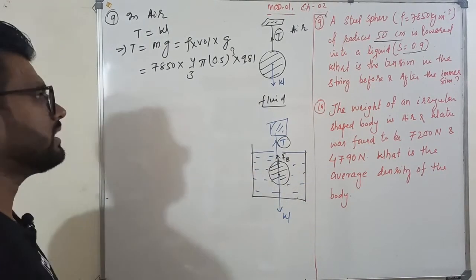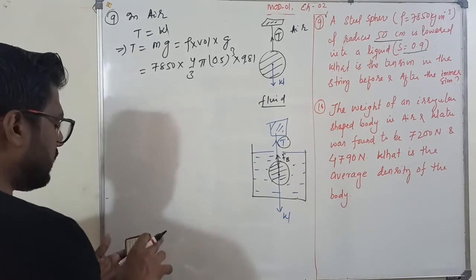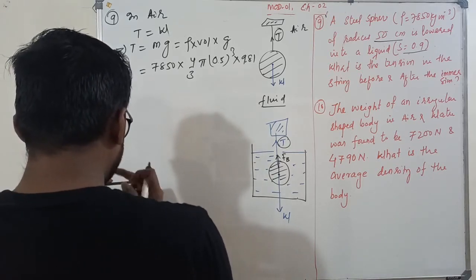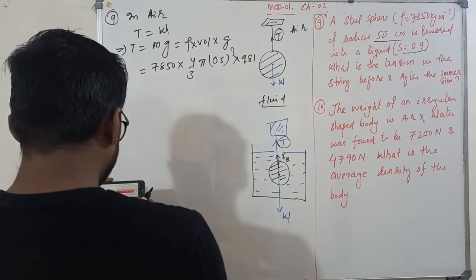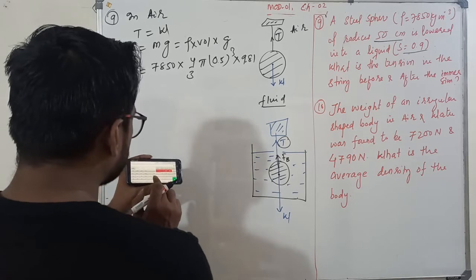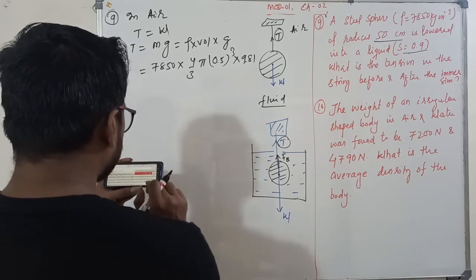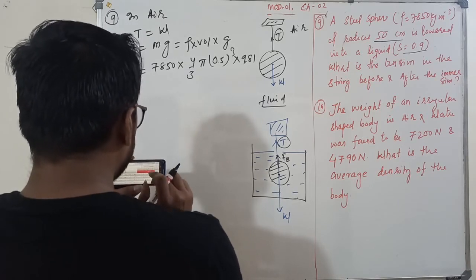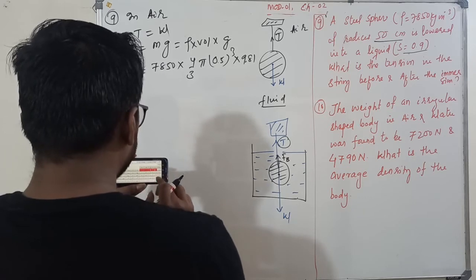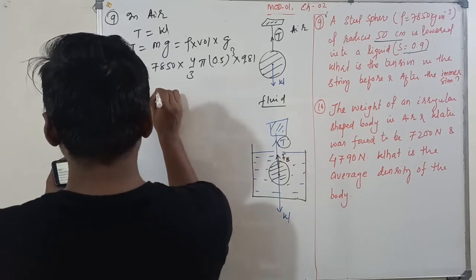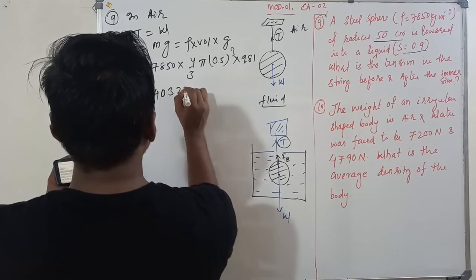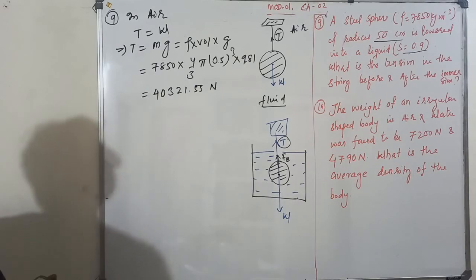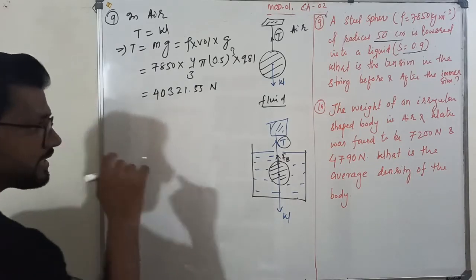Take your calculator. 4 by 3 multiply pi multiply 0.5 cube, multiply 9.81, multiply 7,850. So I got the tension in the string as 40,321.55 Newton. This is the tension in the string before immersing. Now we need to find the tension in the string after immersing.